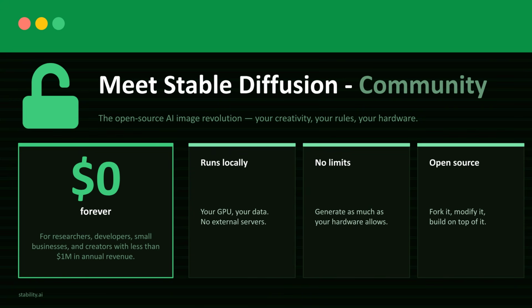Meet Stable Diffusion Community, the open-source AI image revolution. It offers local generation on your GPU, giving you control over your data with no external servers. You'll have no limits and can generate as much as your hardware allows. It is open source, meaning you can fork it, modify it, and build on top of it. Plus, it's free for users like researchers, developers, small businesses, and creators, with less than $1 million in annual revenue.